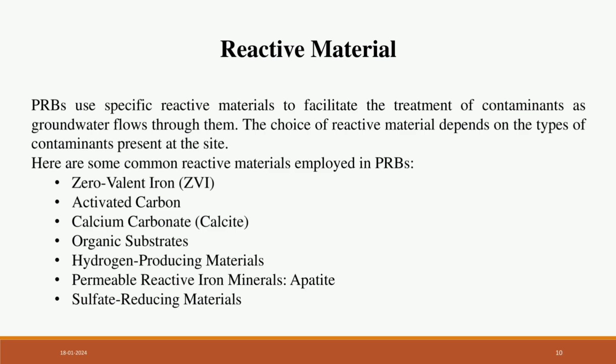Types of reactive material. PRBs use specific reactive materials to facilitate the treatment of contaminants as groundwater flows through them. The choice of reactive material depends on the types of contaminants present at the site. Here are some common reactive materials employed in PRBs. First one is zero valent iron or Fe0. Second one is activated carbon. Third one is calcium carbonate, also known as calcite. Fourth one is organic substrates. Fifth is hydrogen producing materials. Sixth one is permeable reactive iron minerals like apatite. Seventh one is sulfate reducing materials. Moving to the next slide.